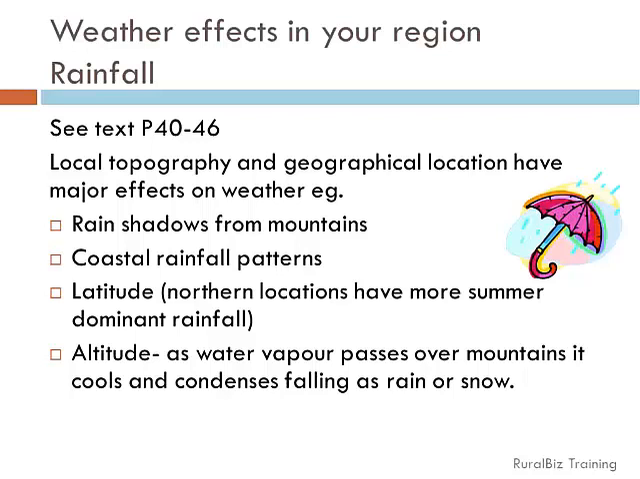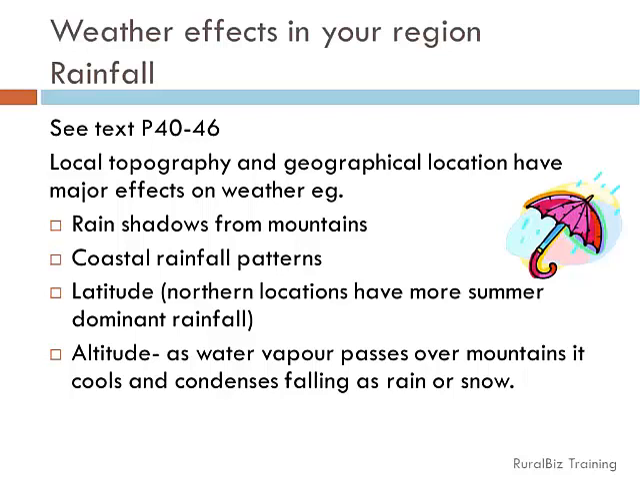So if you have a look on pages 40 to 46, they talk about the local topography and geographical location and how they have major effects on the weather. For instance, if you're located near a mountain range, you may be in a rain shadow area where all the rain falls on one side of the mountain and very little falls on the other. You may be involved in coastal rainfall patterns. There could be an effect of latitude.